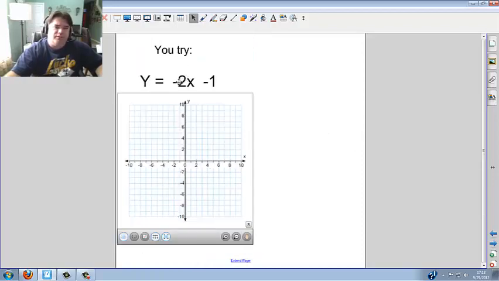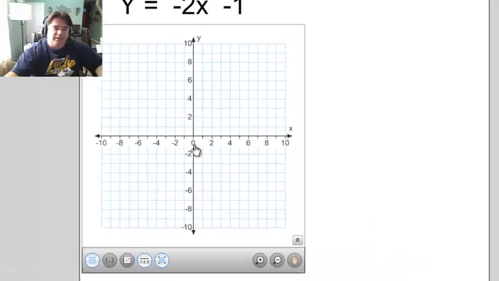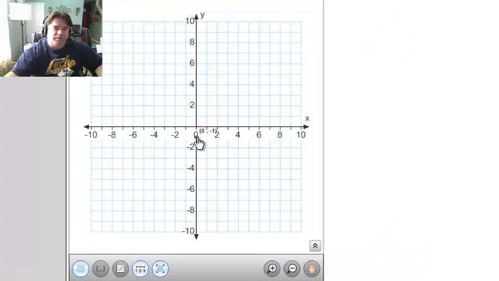So go ahead and you try y equals negative 2x minus 1. Go ahead. Let's see what you got. All right, so we have negative 1. Your dot would be right there. Down 2 over 1, down 2 over 1, down 2 over 1.